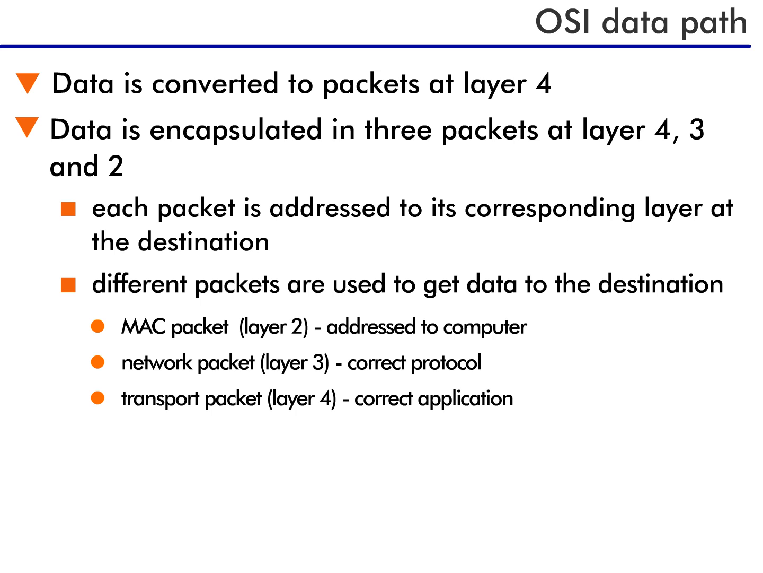Now here's what happens at the receiving end. The MAC packet is responsible for getting the data to the correct computer. Once in the correct computer, the MAC information is removed and the packet is sent to the network layer. The network packet is responsible for getting the data to the correct protocol within the computer. Once at the network layer, the information is stripped off and the remaining packet is sent to the transport layer. Remember, that's layer 4. The transport packet is responsible for getting the data to the correct application. With all this working together, the packet gets to the correct computer, the correct protocol, and the correct application.